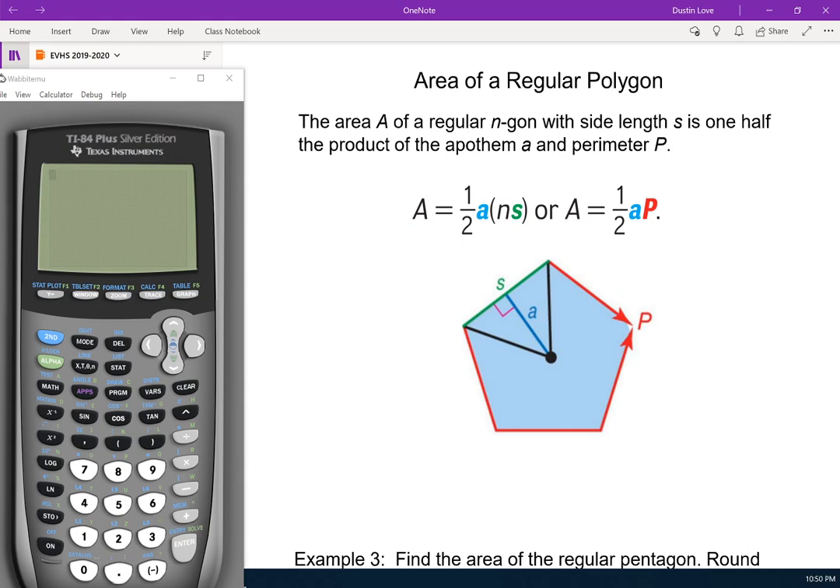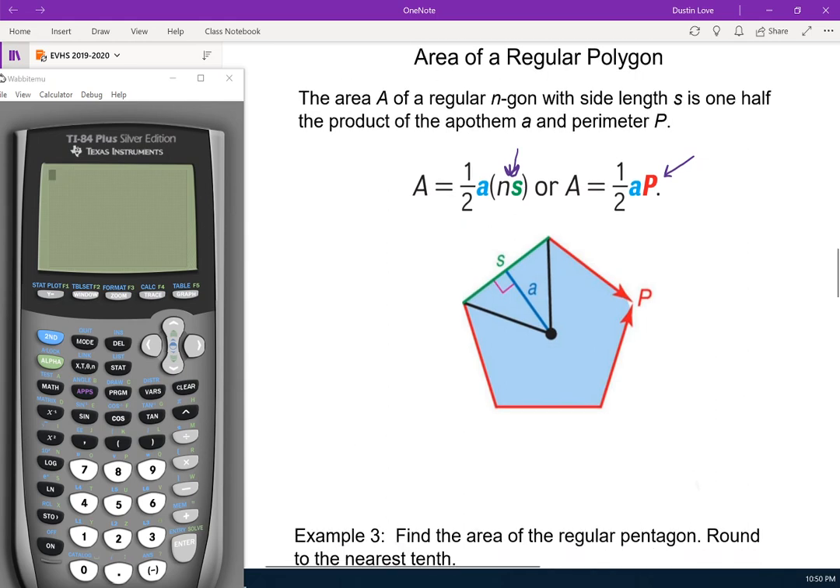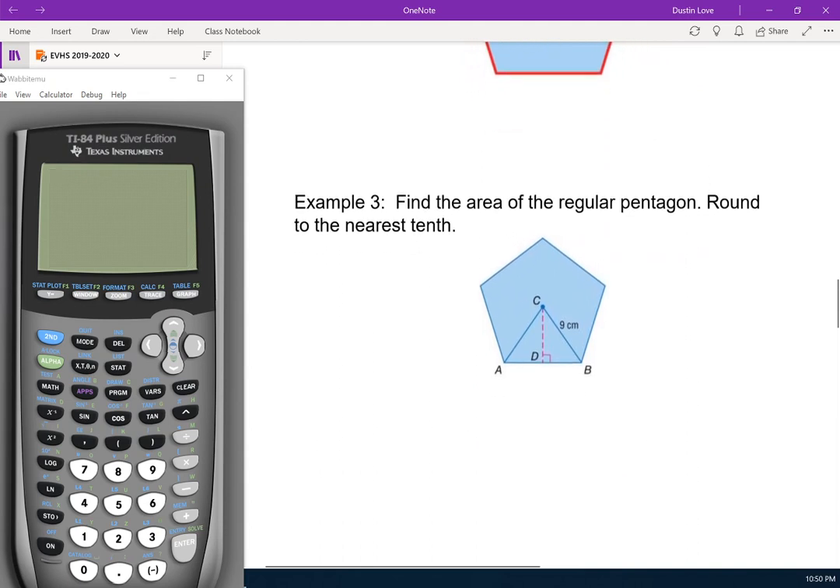You also notice here that this n times s, number of sides times the length of the side, is nothing more than the perimeter, which is why we have this version on the right. 1/2 times A times P, 1/2 times apothem times perimeter. And those two are the ones that I'm going to be using for our next 2 examples.